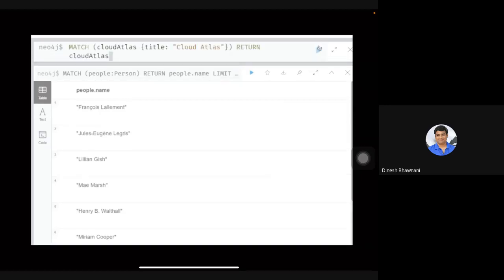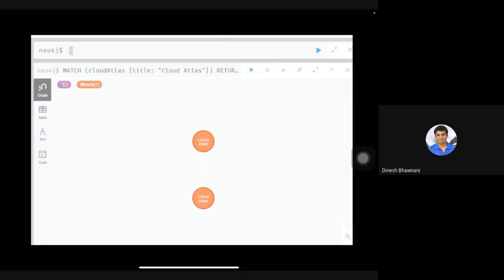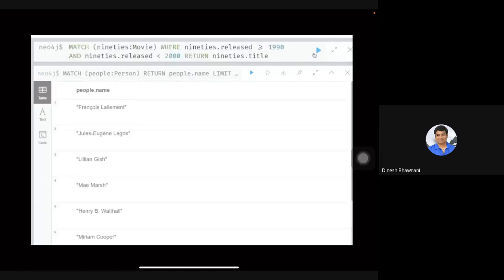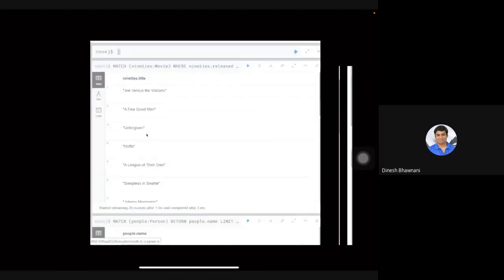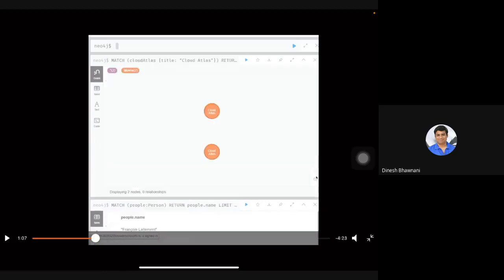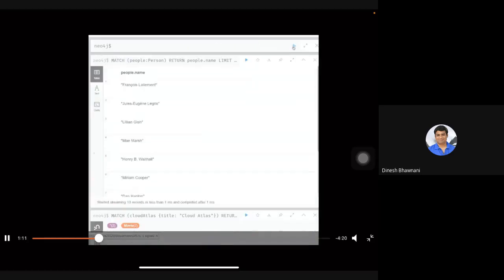Then match, take a movie title as a traversal point, Cloud Atlas. It will show you that. If you keep the return together with the name, then you want to see more, then you can use the limit tag and it will show you up to 10. We had seen this. I wanted to talk a little bit about the next thing.